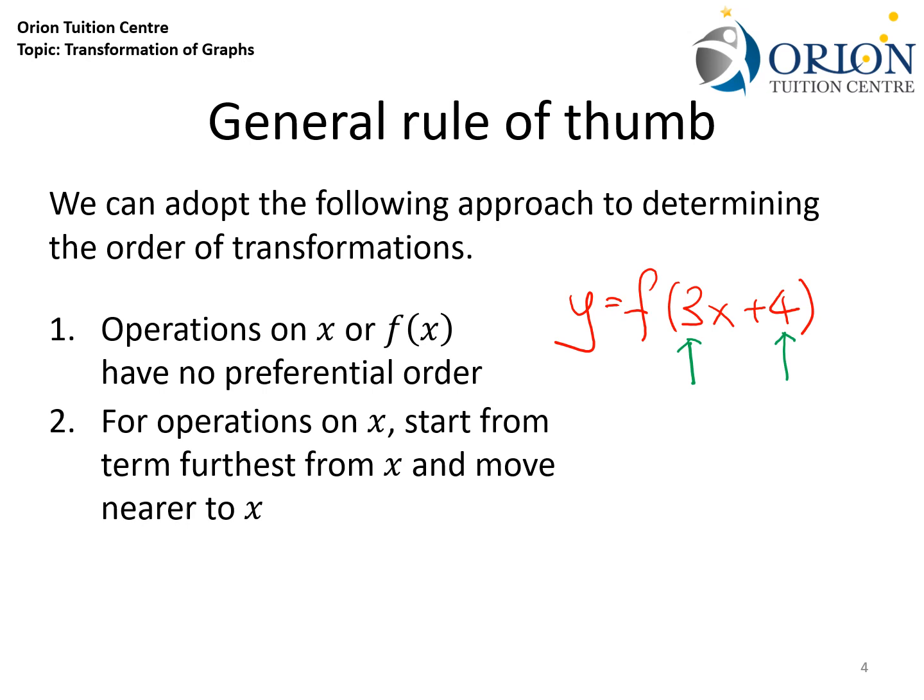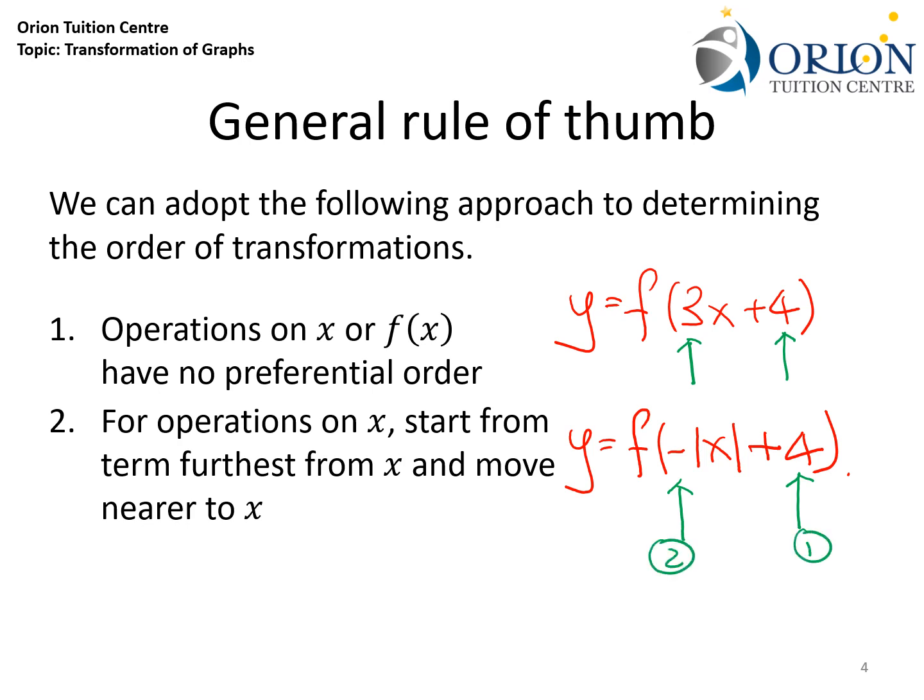If we look at a more complicated example, now if I have y = f(-|x| + 4), we can use the same rule to start from the 4, followed by the negative, and finally the modulus.